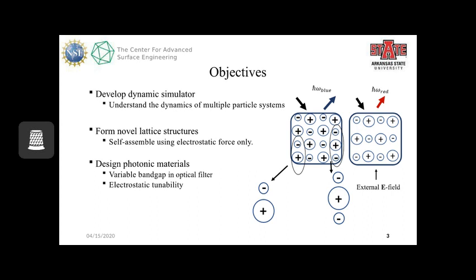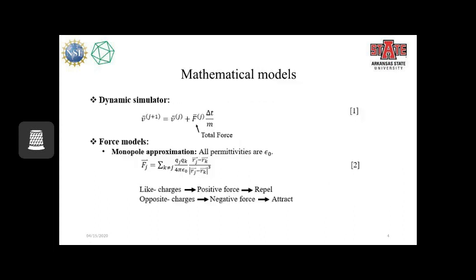This reflected light frequency or wavelength can be varied using the variation in the spacing of the particles. This spacing variation can be achieved using an external electric field applied to the system. So we can form an optical filter with this type of property, where we can tune the optical filter property using the external electric field applied to the system.